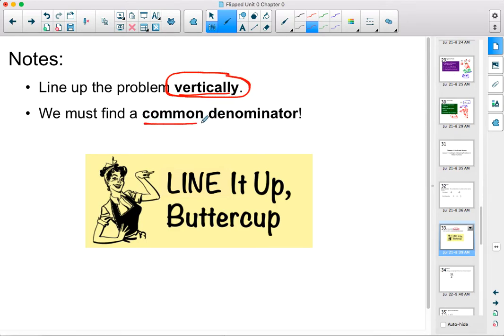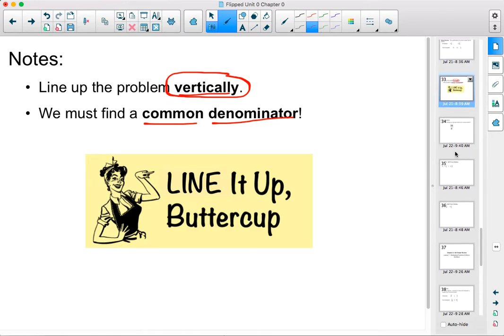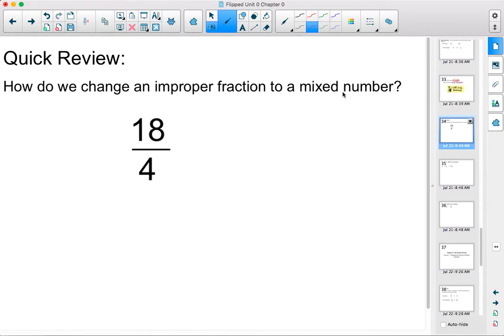When we line them up like that, we're going to remember that a common denominator is a must. Okay, if you don't remember how to find a common denominator, click back a couple videos. I think it's lesson number 2, and you can watch there are 2 methods to find common denominators. Okay, so let's get started. We have a quick review here.